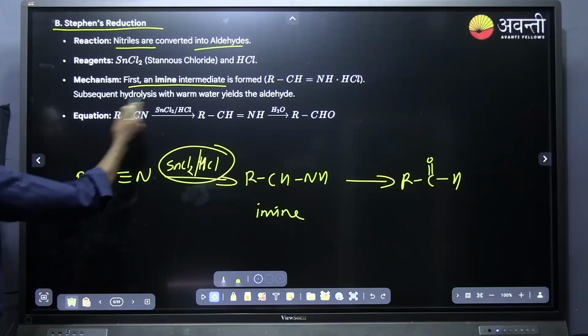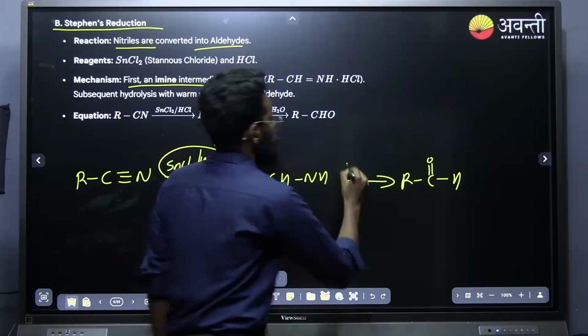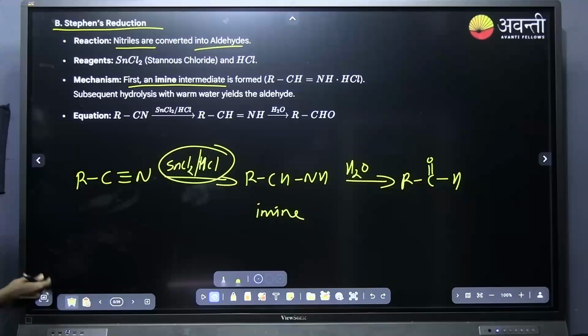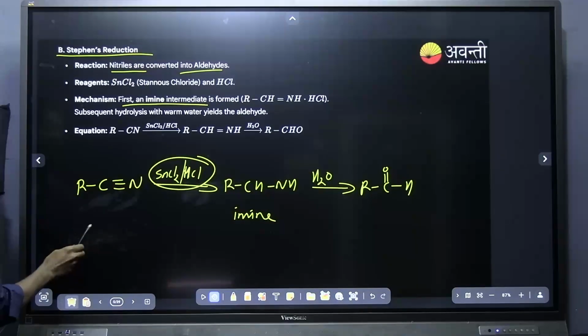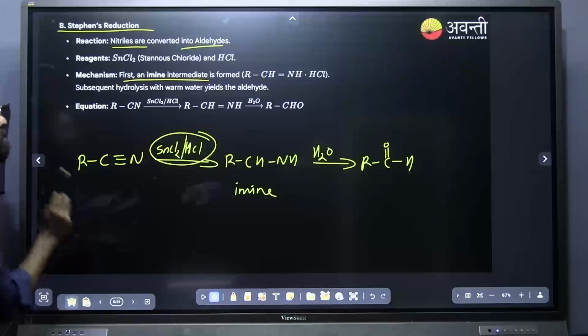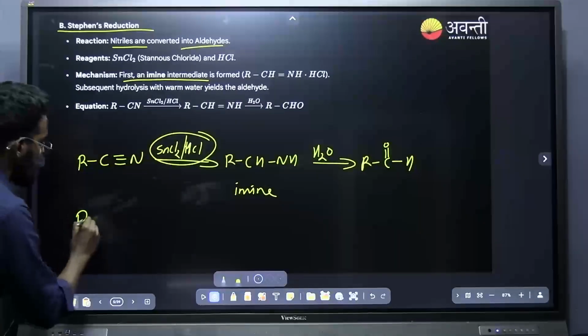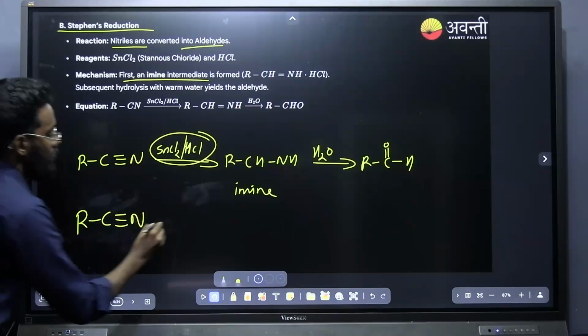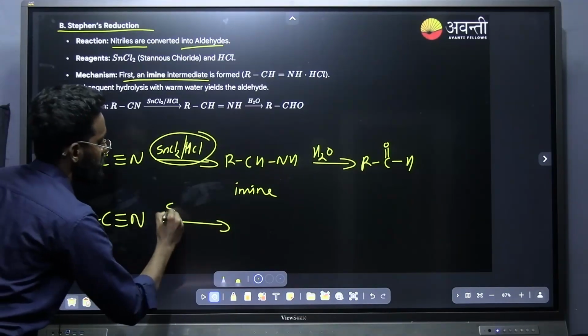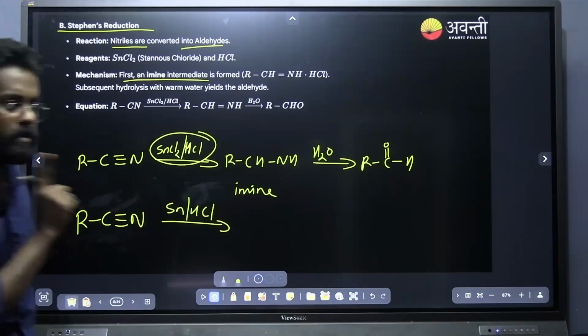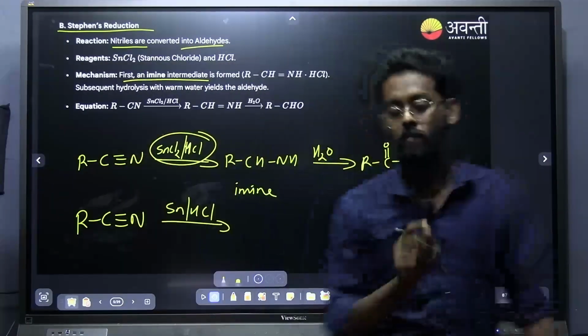Then on hydrolysis with warm water, H2O, what am I getting? I will be getting aldehyde. This is Stephen's reduction. But one more confusion that will come in your exam is that you will get this nitrile, and instead of SnCl2 you will get Sn and HCl. This time you will be confused whether it is Stephen's reduction reaction or something else.